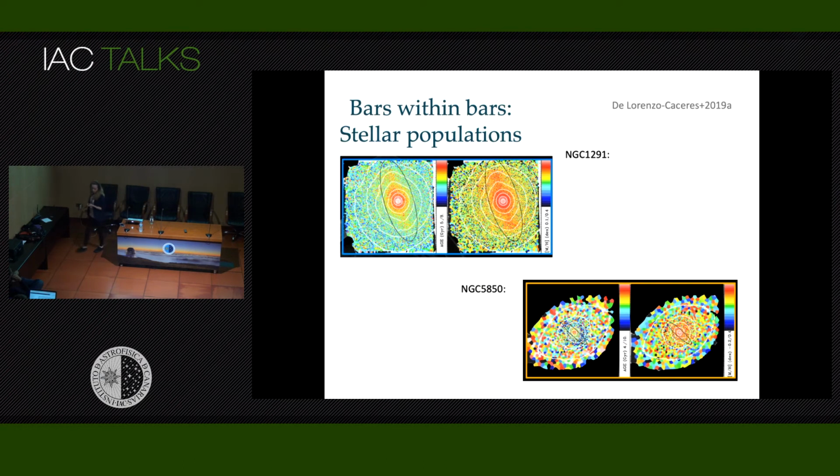Well, I told you before that we are also finding inner bars, so we are also studying the stellar populations in the inner bars. This is from the work of De Lorenzo Cáceres, Adriano. You see here the age and metallicity maps for two inner bars, the ones in NGC 1291 and NGC 5850. What he's finding is that for this galaxy, the age of the inner bar is older than the outer bar and this part of the disk, and it's also more metal rich. While for NGC 5850, the inner bar is also more metal rich, but it's younger.